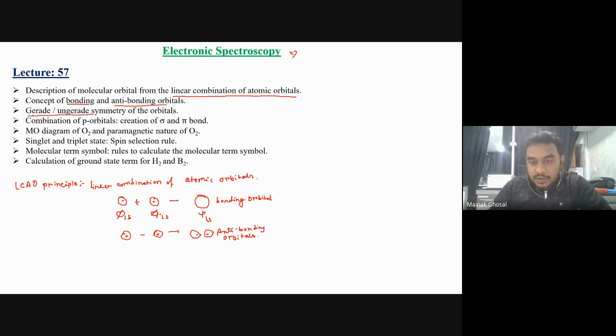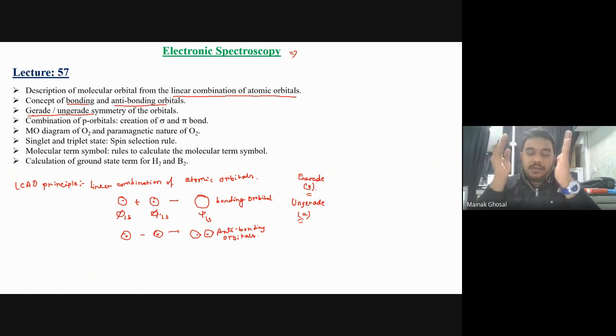If an orbital has a center of symmetry, then this orbital is designated as gerade, G. And if it has no such symmetry, then its name is written like this, which is called ungerade, U. So gerade and ungerade are the symbols to designate the symmetry of the molecular orbital with respect to the center of symmetry.